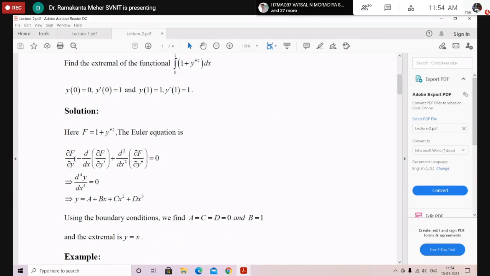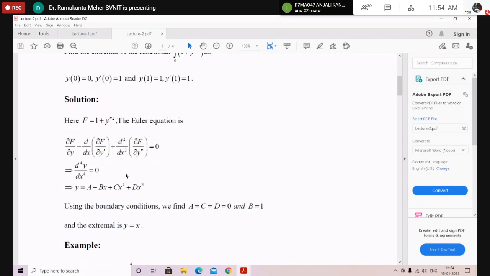If you find del f by del y, that becomes 0. Del f by del y dash also becomes 0. So we only consider del f by del y double dash, that's equal to 2 into y double dash. d2 by dx square of 2 into y double dash gives the 4th order derivative, d4y by dx4 equal to 0. So it's a 4th order differential equation.